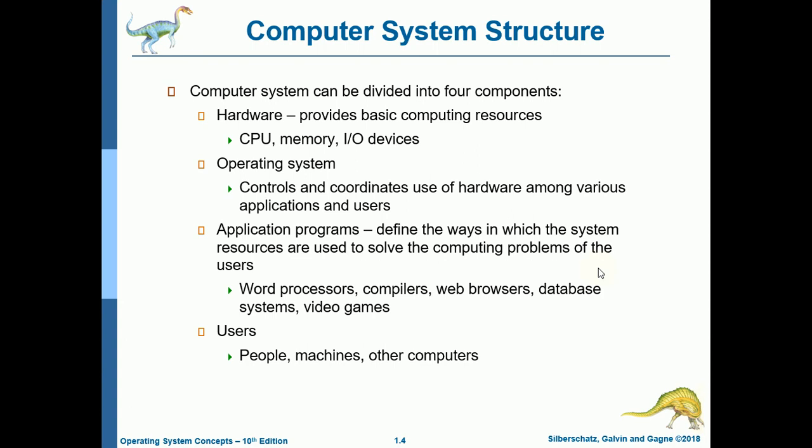Another component is the application programs. They define the ways in which the system resources are used to solve the computing problems of the users. Application programs range from word processors, compilers, web browsers, database systems, and video games. Word processors are such as Microsoft Word and Google Docs. Compilers are included in the IDE of a programming language. Web browsers are such as Mozilla Firefox, Microsoft Edge, and Google Chrome. For database systems, we have SQL and Microsoft Access. And there are also video games that can be installed, so it's also an application program. In modern day, these are now called apps.